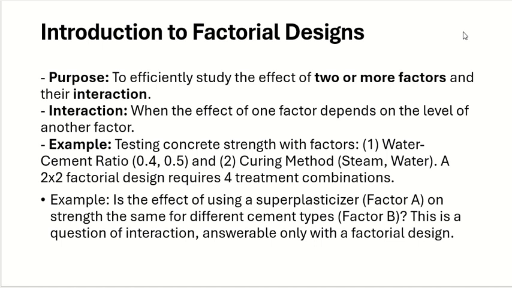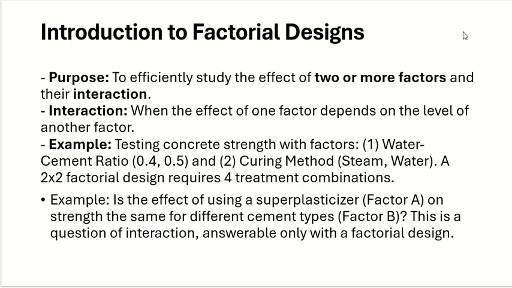Take the effect of using a super plasticizer, factor A, different types of plasticizers, on strength for different cement types, which would be factor B. Again, there is an interactive effect. All plasticizers may not work in the same way with all the cement types. I also gave the example of the data set with the fibers and the cement content. All fiber types do not give the same value at the same cement content. They are different, so there is an interactive effect as well.